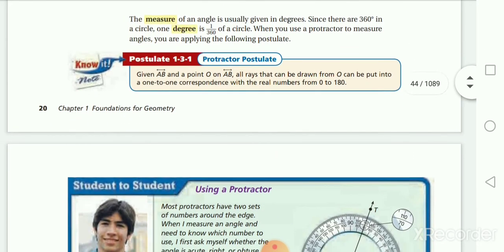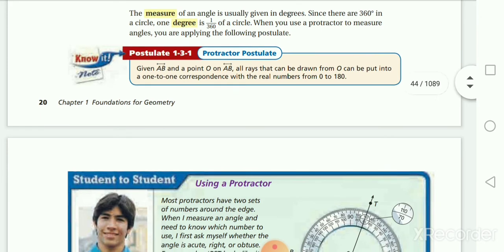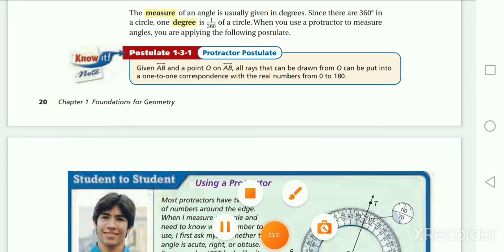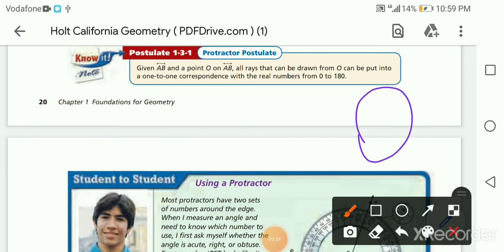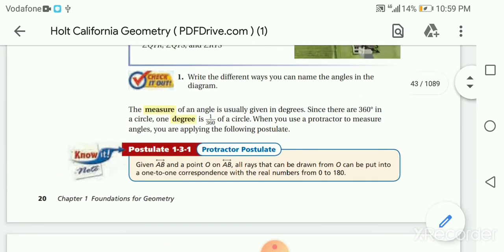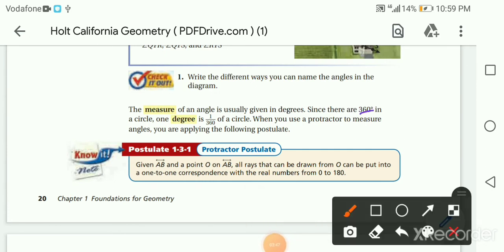It's easy now. The measure of an angle is usually given in degrees. Of course, measures of angles are given in degrees, since there are 360 degrees in a circle, as you know. In a circle, we have how many degrees? 360 degrees. So 1 degree is 1 over 360 of a circle. When you use a protractor to measure angles, you're applying the following postulate.